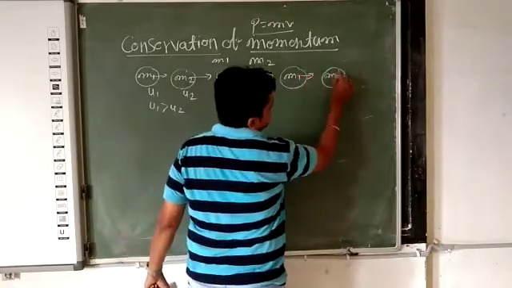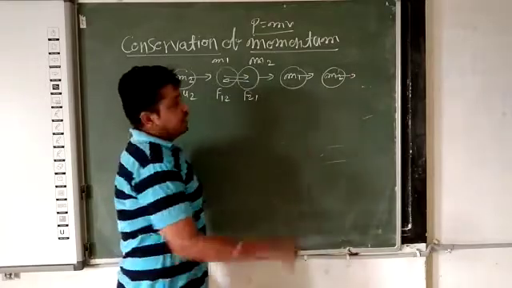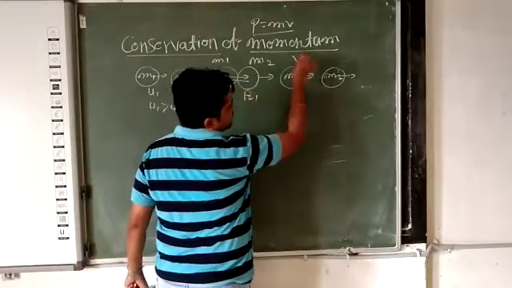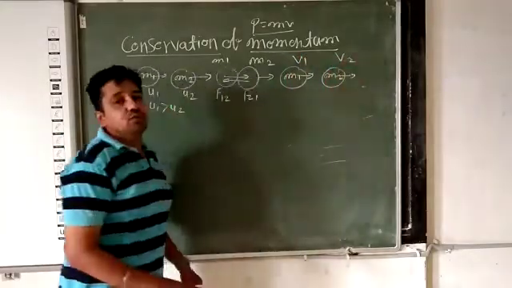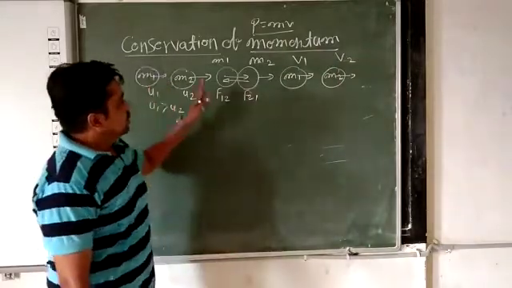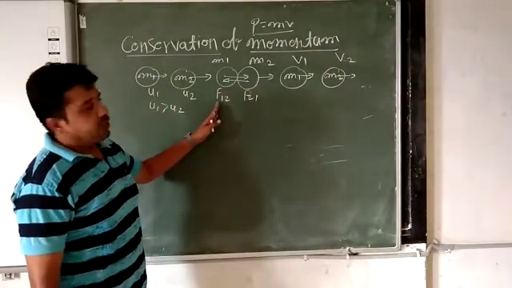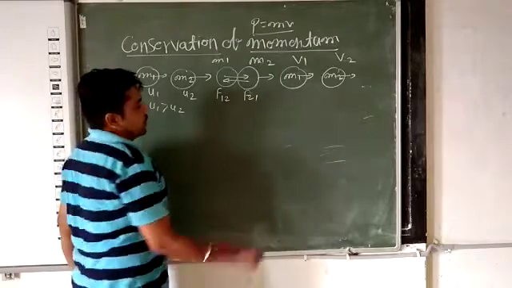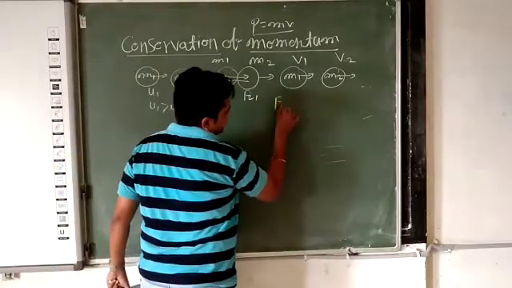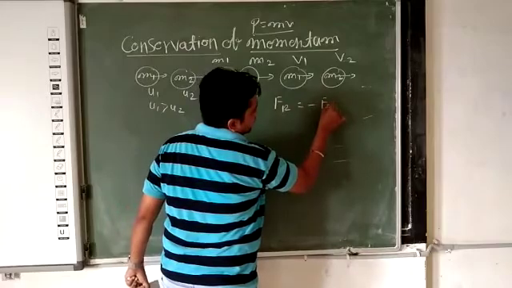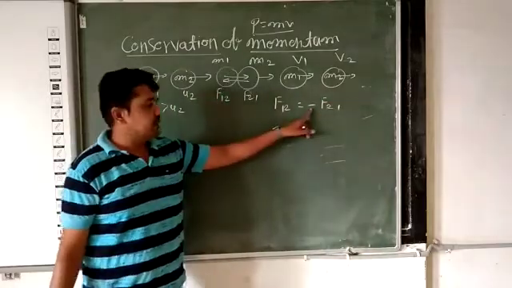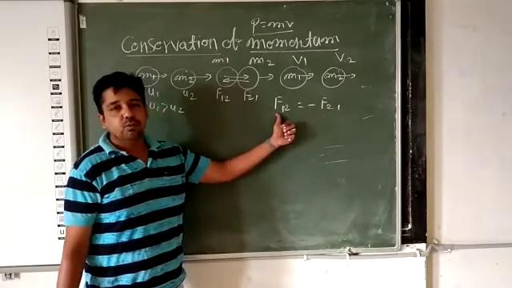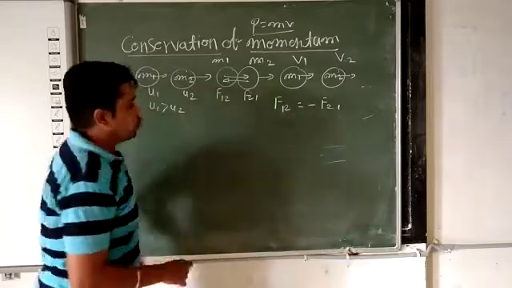So what changes after striking? Definitely their velocities. The velocity u1 becomes v1 after striking, and the other velocity becomes v2. First we calculate the values of F12 and F21 according to Newton's third law. According to Newton's third law, F12 is equal to F21 but with a minus sign. The minus sign indicates the opposite direction. So first we calculate F12.